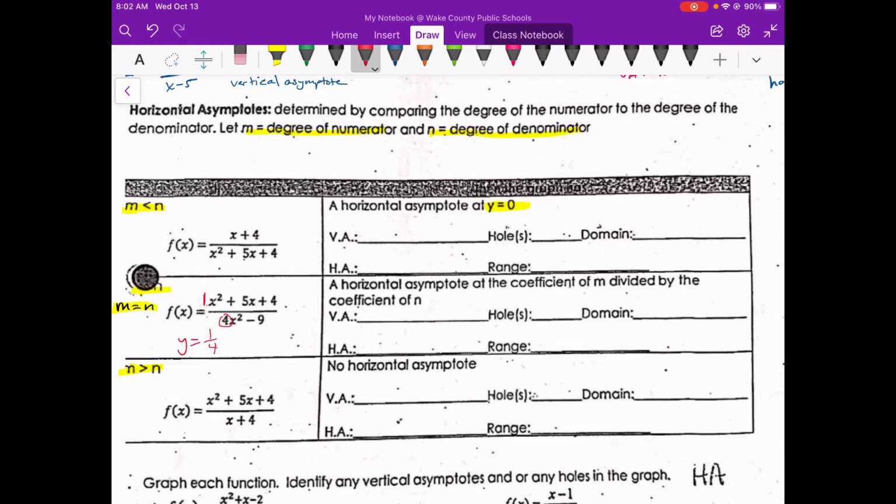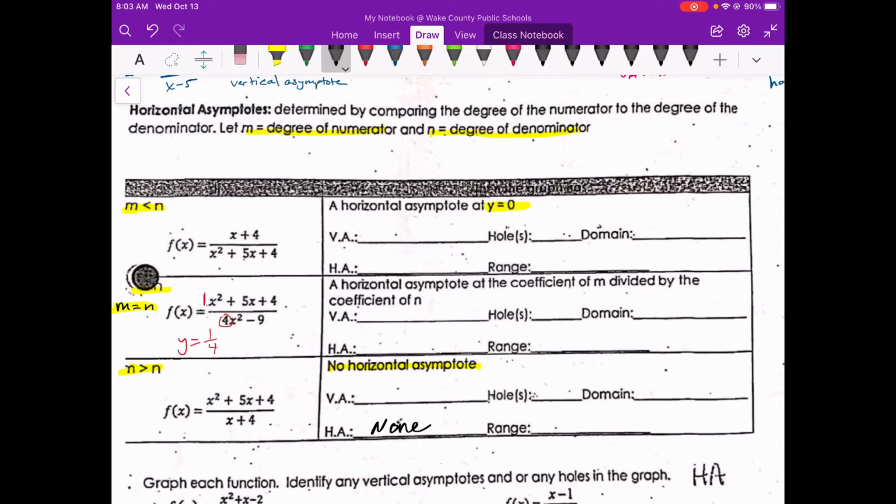All right, and then our third scenario is if the top degree is greater than the bottom degree. So that means the highest power on the top is bigger than the highest power on the bottom. Well, if the highest power on the top is bigger than the highest power on the bottom, then there is no horizontal asymptote. So in this case, x squared on the top, x to the first on the bottom. The highest power on the top is a 2, highest power on the bottom is a 1. Top is higher than the bottom, therefore no horizontal asymptote, none. So that's how we would handle that.